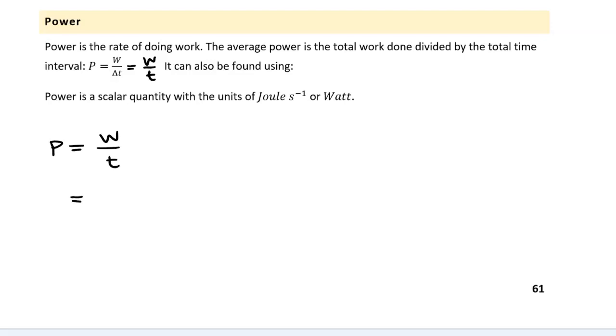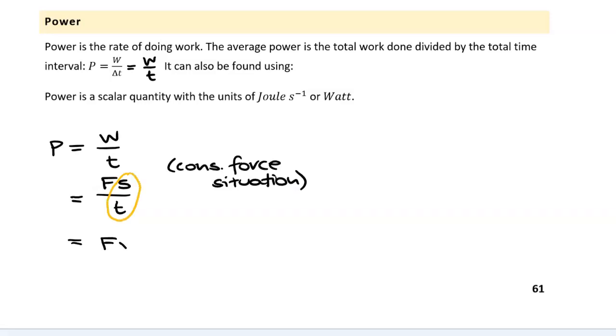If we had a constant force, work was equal to Fs. Let's say we're dealing with a situation where there's no angle that's needed here. So Fs, let's say it's a constant force situation. Replace W with Fs, let's put that over T again. You might recall that displacement over time gives you velocity. So we could replace that with Fv. Power is a scalar quantity, so it has units of joules per second, or we could just replace that with watts, which is capital W.